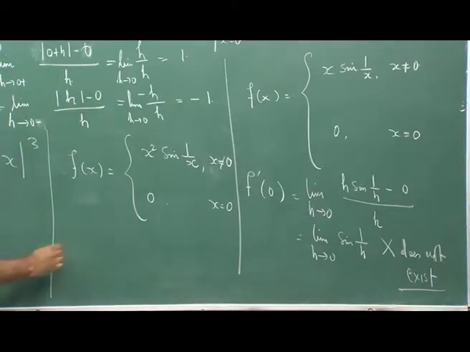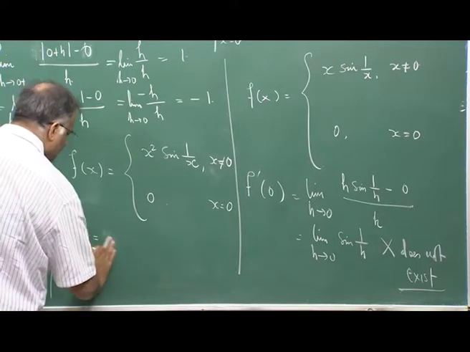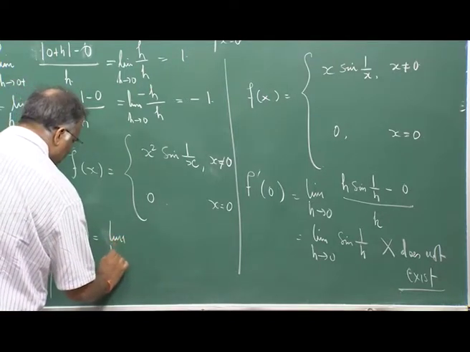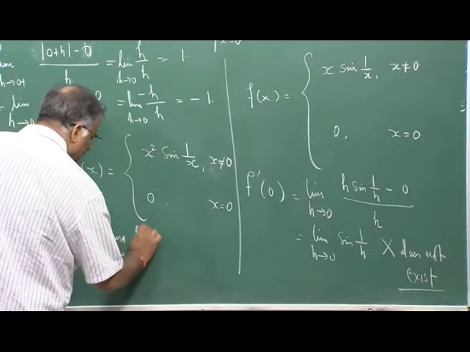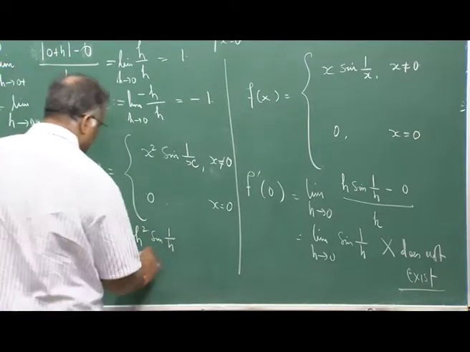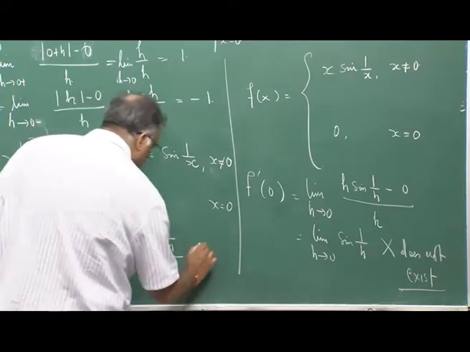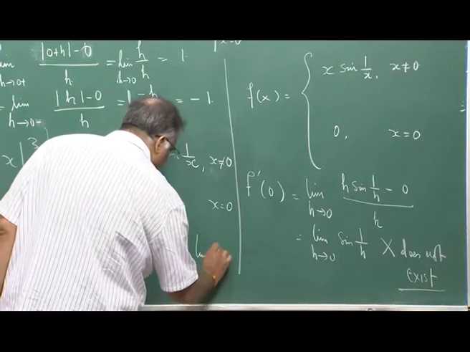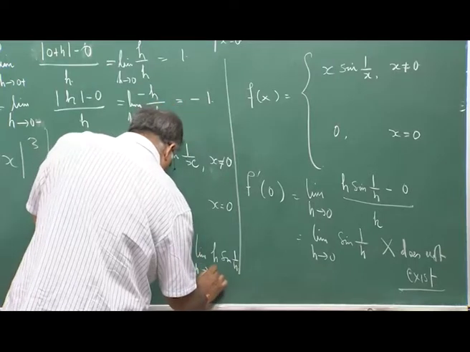Now what is f dash 0? f dash 0 is nothing but limit h tends to 0 of h square sine 1 by h minus 0, divided by h. So here h will cancel and it becomes limit of h sine 1 by h as h tends to 0.